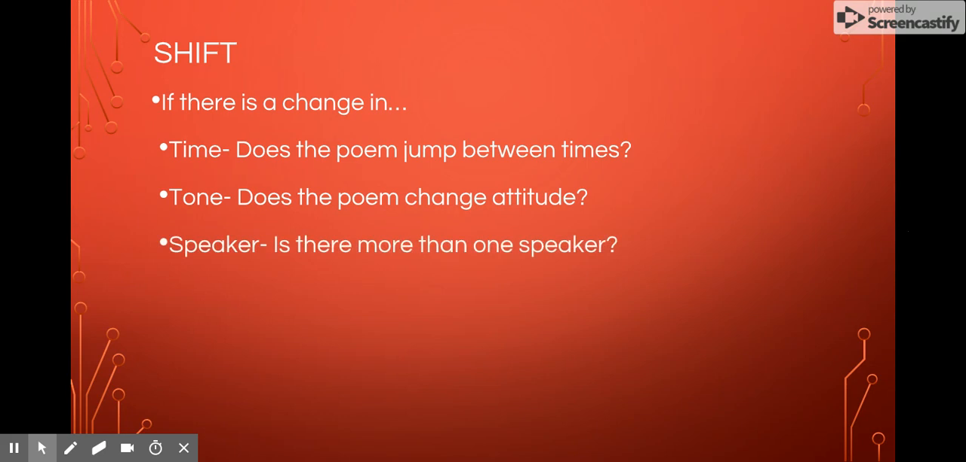And last but not least is the speaker. Is there more than one speaker in the poem?